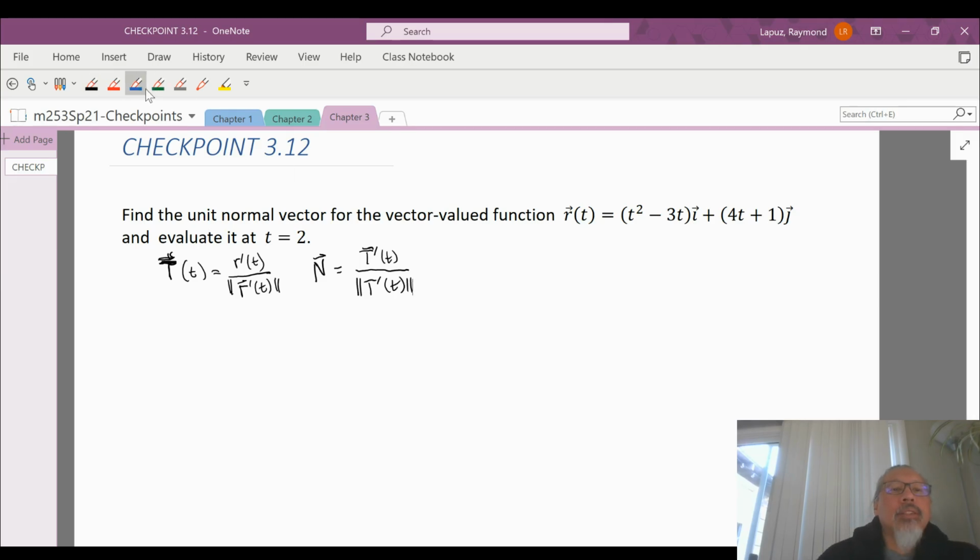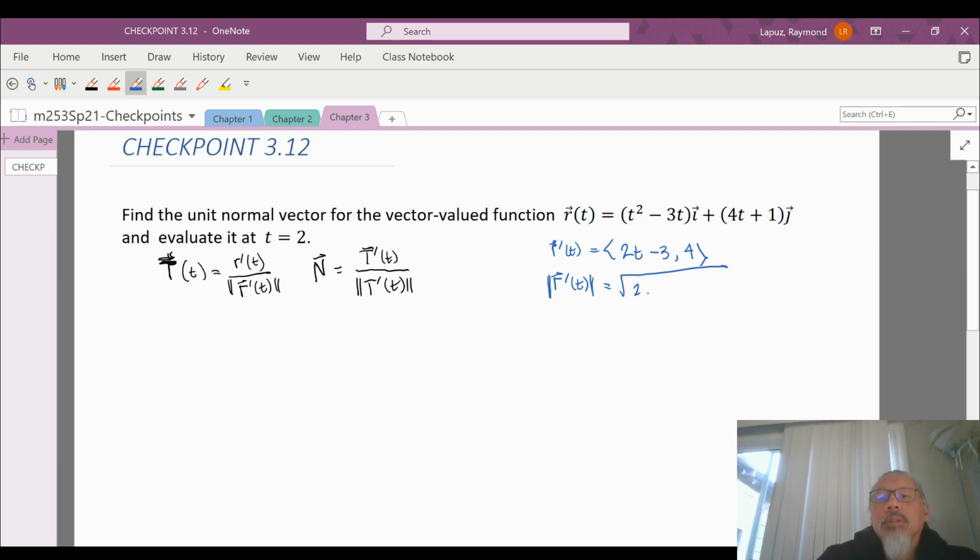Okay, let's start by finding the derivative of the position vector. This time I'll write it with a slightly different notation. We have 2t minus 3, comma, and just a constant 4 for the y value. And then we need to take the magnitude of this. That is going to be the square root of the first component, (2t minus 3) squared, and then we add 4 squared.